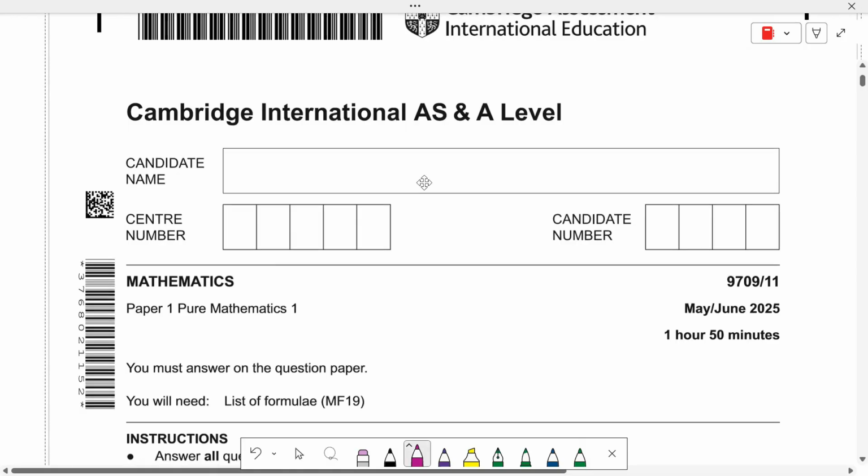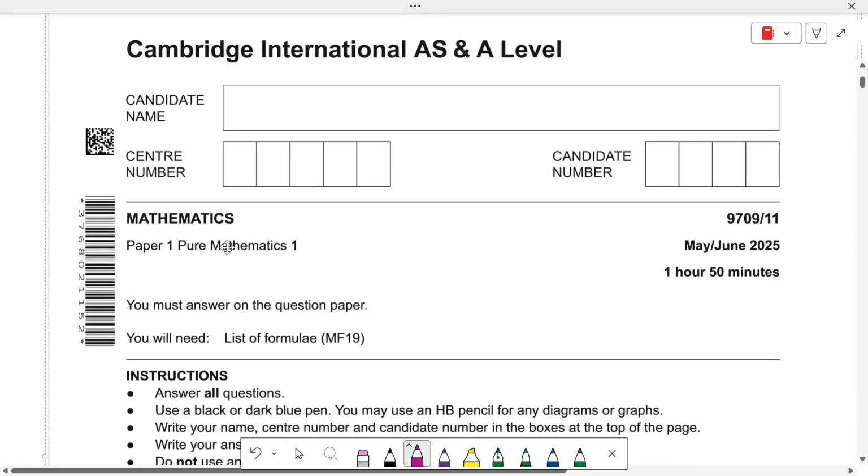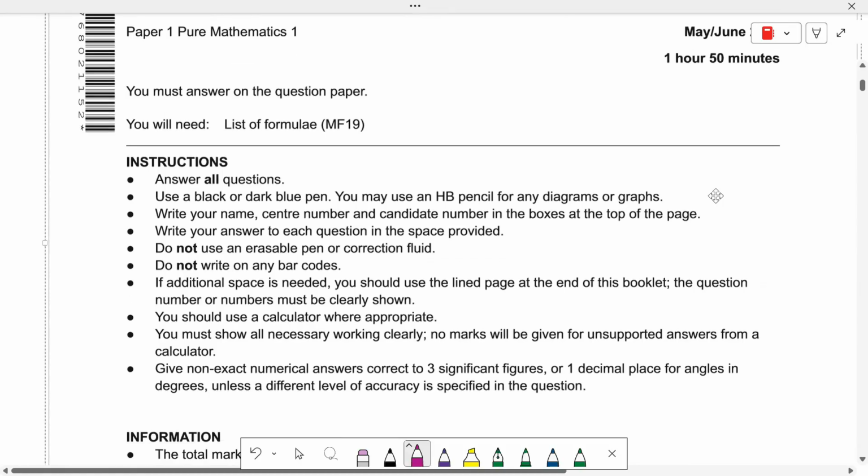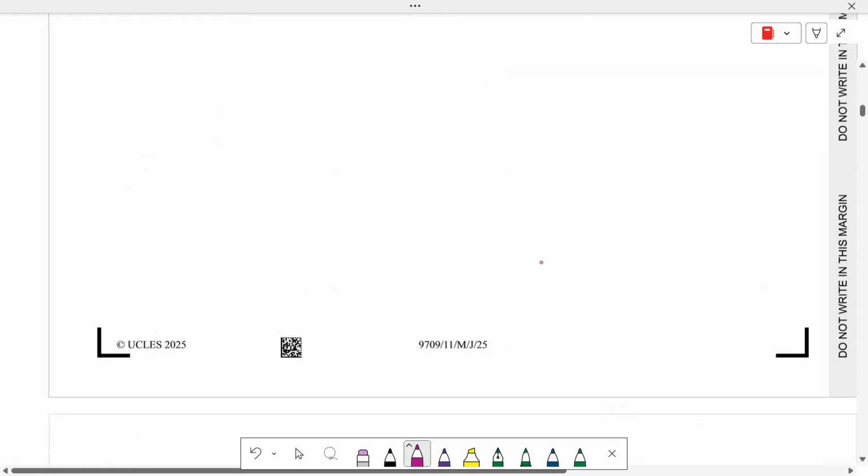Hi everyone, we are going to start the paper Pure Mathematics 1. Code is 9709/11 for the session May-June 2025. Let's move to question number 1.